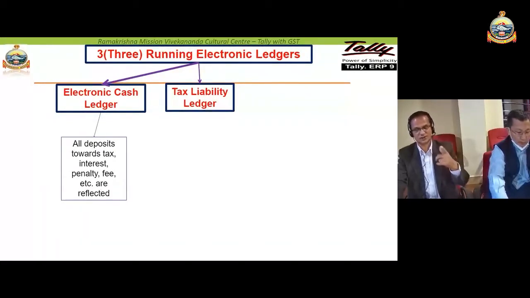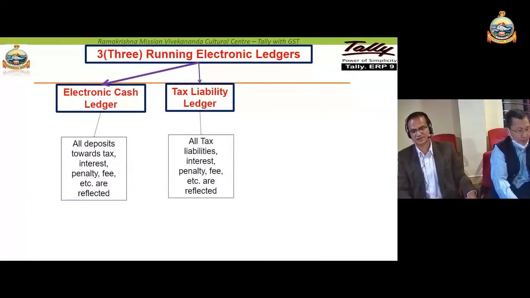But of course, nowadays for generating a challan, there is auto generation, and you can easily rely on the network for correctly generating one challan. Then there is the tax liability register. This one, what happens? All tax liabilities, interest, and everything is shown there in the tax liability register.